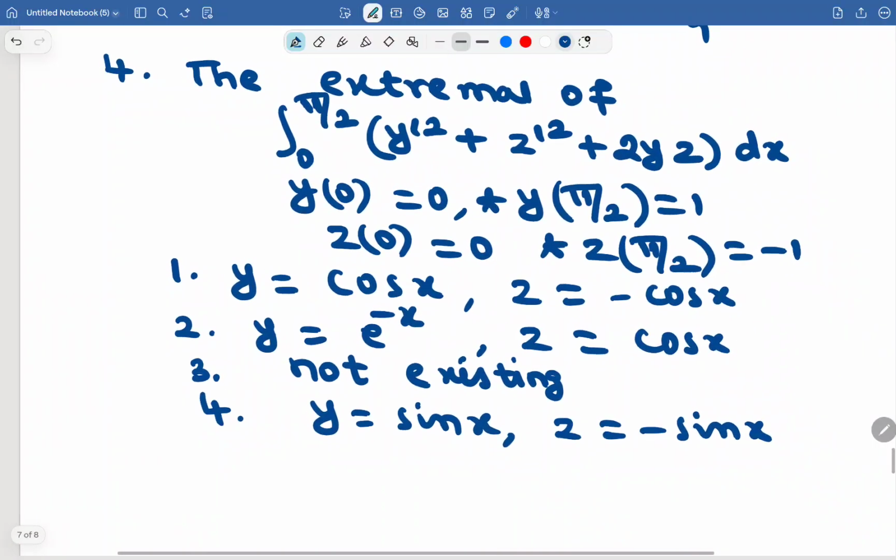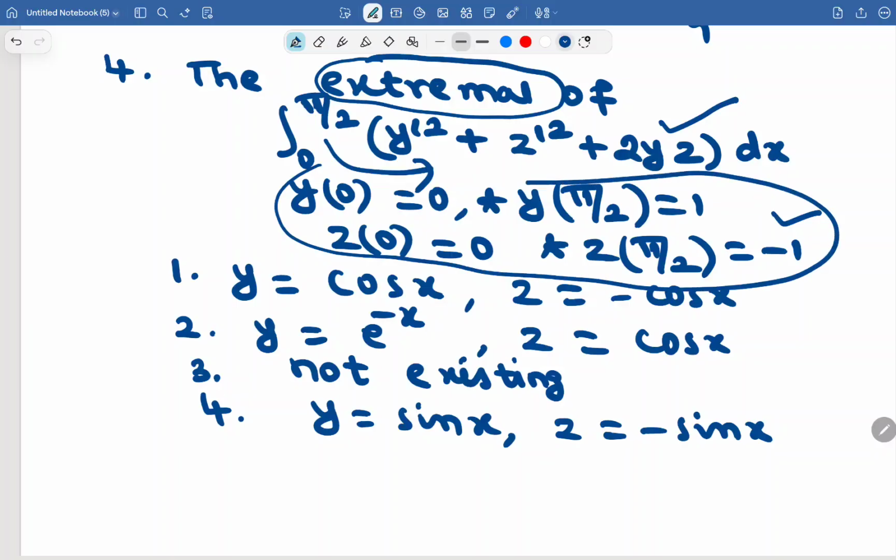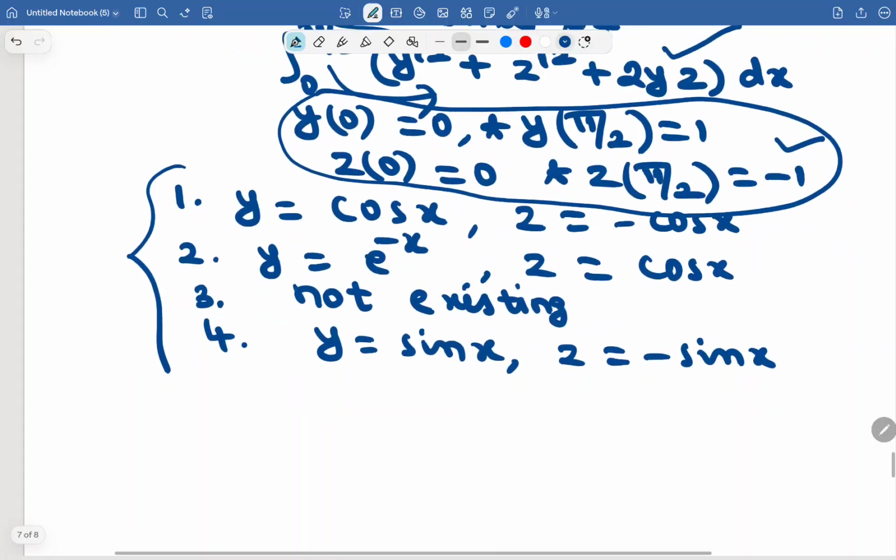The problem is from calculus of variation. The extremal of the integral from 0 to pi by 2 of y dash square plus z dash square plus 2yz dx, with the conditions y of 0 is 0 and y of pi by 2 equal to 1, z of 0 is 0, z of pi by 2 equal to minus 1. The functional is given, we have to find the extremal for this functional with these conditions. Out of the 4 options, which one is the correct one?